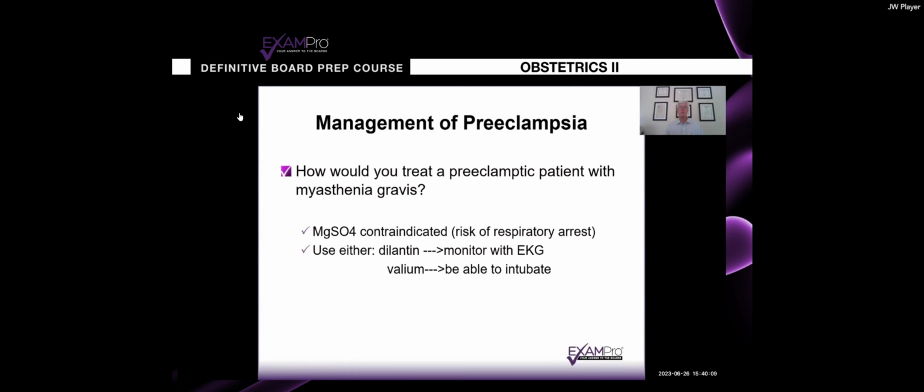How do we treat a preeclamptic patient with myasthenia gravis? Well, in this case, magnesium is actually a risk for respiratory suppression and arrest. So we can't use IV magnesium sulfate. You can use phenytoin or Dilantin, or you can use Valium or one of the benzodiazepines as a sedative, as an option.